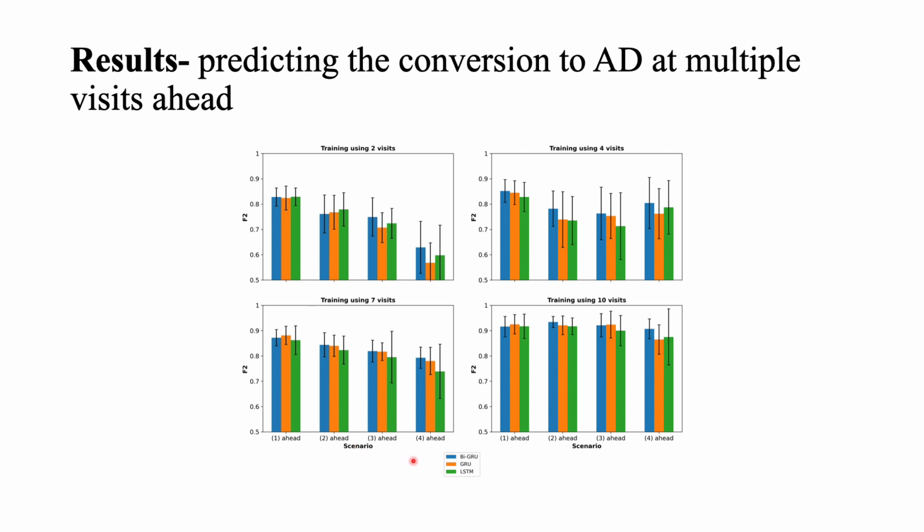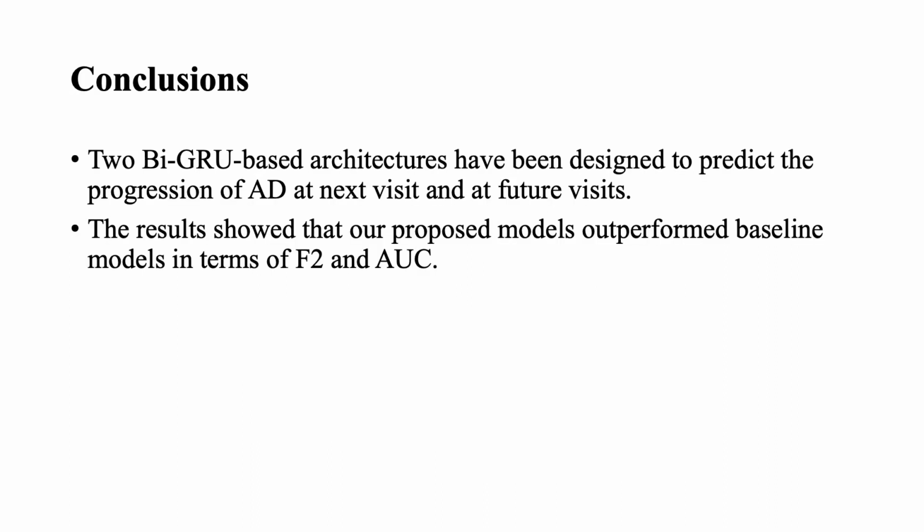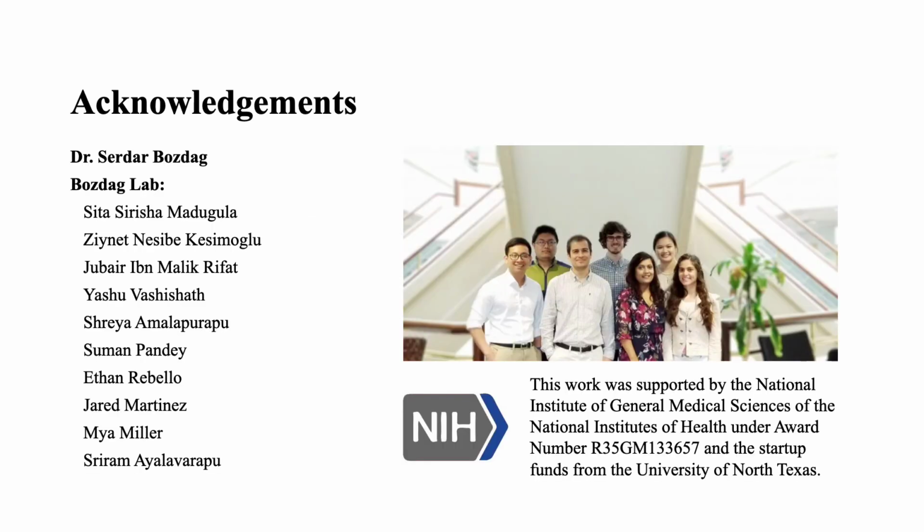The X-axis represents the scenario, while the Y-axis represents the F2 score. As can be seen from the figure, our model outperformed all baseline models in 14 out of 16 cases. To conclude this presentation, we have designed a two bidirectional GRU-based architecture to predict the progression of Alzheimer's disease at next visits and future visits. The results showed that our proposed model outperformed baseline models in terms of F2 and area under the curve.